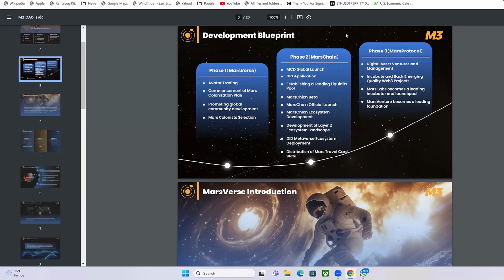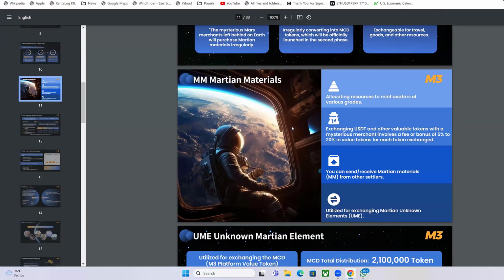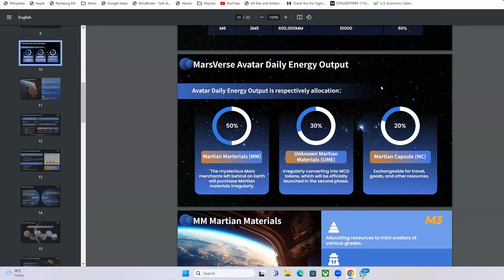So basically, this is what you need to understand also, and the potential, what I showed you in the other chart. Here, UME. What is UME? Unknown Marshall Materials. And what is it good for? It's good to swap it for our token, which is called MCD. So the reward you're getting from the avatar is 50% MM, 30% UME, 20% MC.